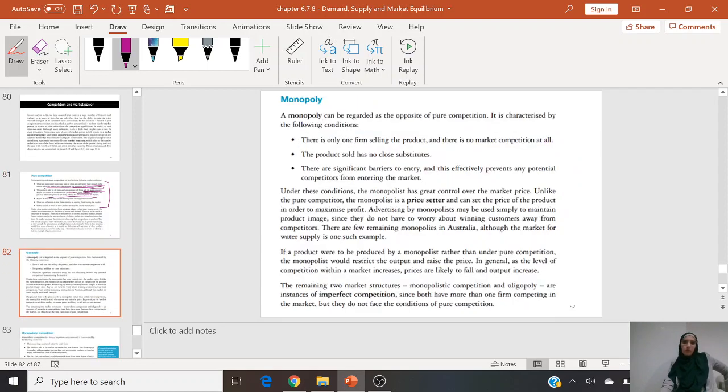Okay? So then we've got monopoly. Monopoly is basically when you just have one particular firm selling the product. So everyone relies on that particular firm. And a lot of times in Australia, monopoly is basically done by government. The government manages monopoly because they don't want other businesses to abuse the market. I'm assuming you also know this.